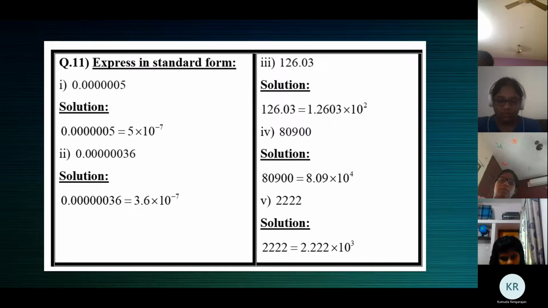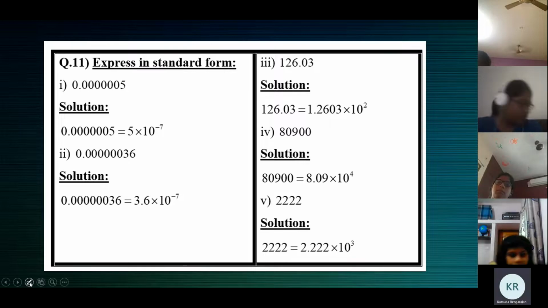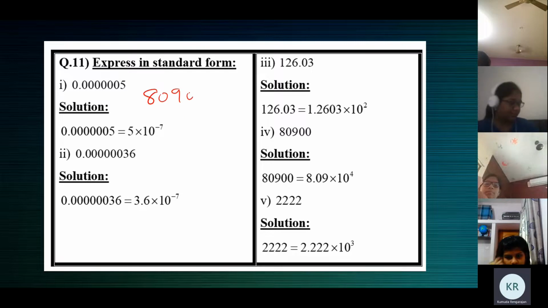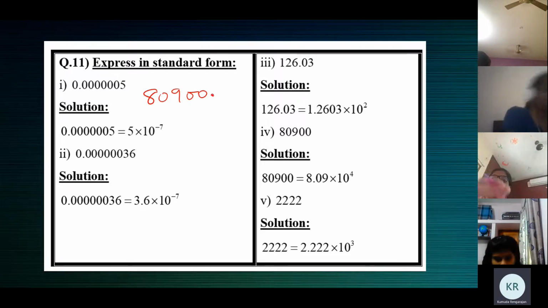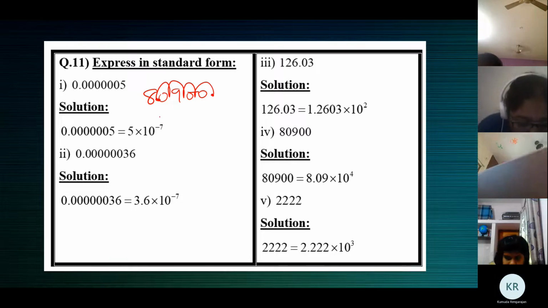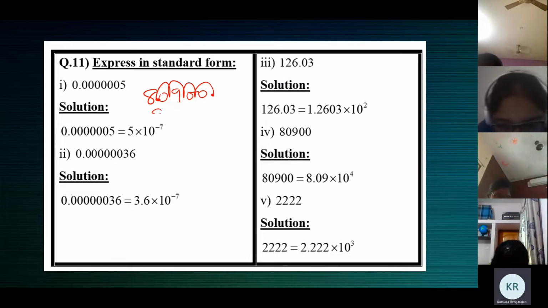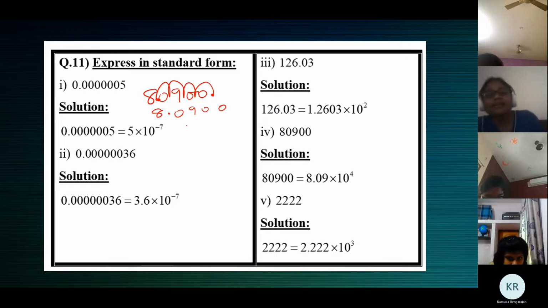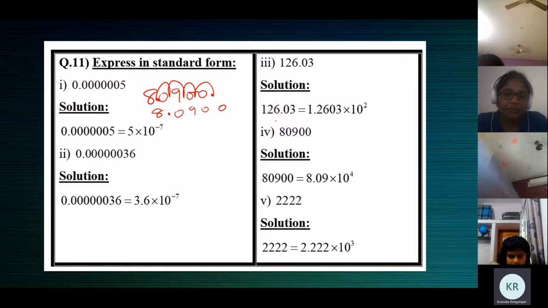So you might have understood, still I need to tell you. When it is 80,900, the decimal point is here. So 1, 2, 3, 4, you need to bring it here. That means it becomes 8.0900. I'm writing the entire number as it is. This is my rough work. I'll do this in the rough column.